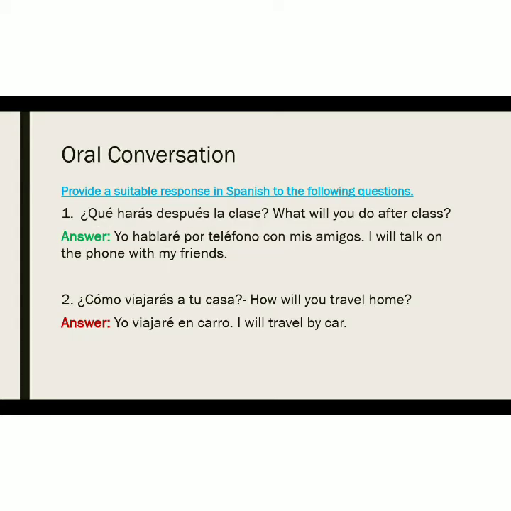Oral conversation. Provide a suitable response in Spanish to the following questions. 1. ¿Qué harás después de la clase? What will you do after class? Possible answer: Yo hablaré por teléfono con mis amigos. I will talk on the phone with my friends. Number 2. ¿Cómo viajarás a tu casa? How will you travel home? Possible answer: Yo viajaré en carro. I will travel by car.